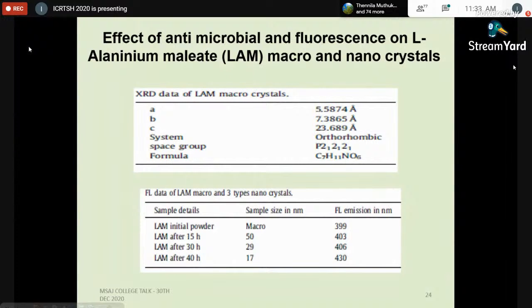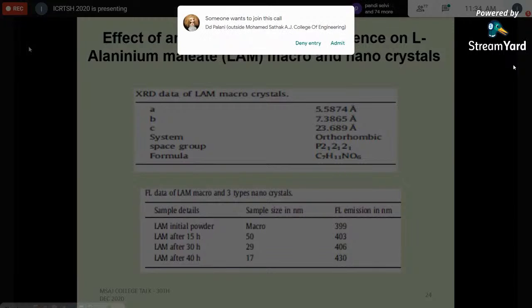Now we have L-alanine malate macro and nanocrystals, with antimicrobial and fluorescence effects. Previously, they had not discussed fully the fluorescence and microbial aspects. We have taken that because it is already a reported crystal. So we went for the antimicrobial property, and we utilized it for an MSc level project. The XRD data gives the orthorhombic nature of the system. Alpha, beta, gamma are the same for orthorhombic, so no need to mention them.